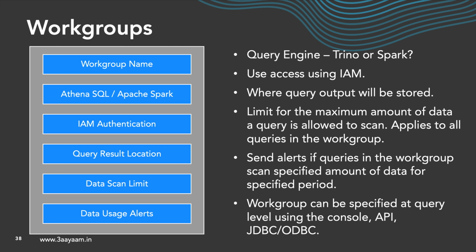Also, a workgroup can be specified at query level using the console, the API, or JDBC and ODBC drivers. I've been using the console, so I'll show you how we can specify a workgroup in the console. When you use Athena APIs, you can mention that you're sending this query to Athena, and this query should use this particular workgroup. Similarly, we can mention the same while sending queries using JDBC or ODBC drivers. You can ask the driver to attach the query to a particular workgroup.